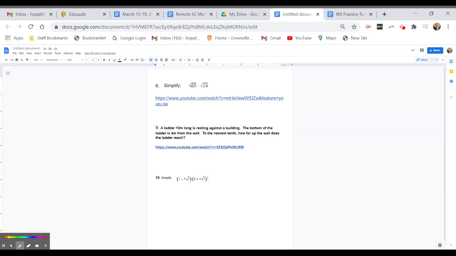Number 10 is asking you to simplify. So you have 5 minus 3 root 7 times 6 plus 4 root 7. So I use an older method called FOIL. I'm not exactly sure how Mrs. Erb taught you, but I will show you what I did and you'll end up getting to the same answer. Your process might just need to be a little bit different.